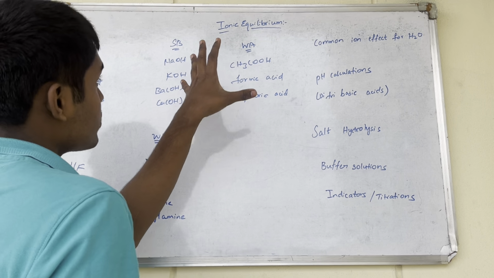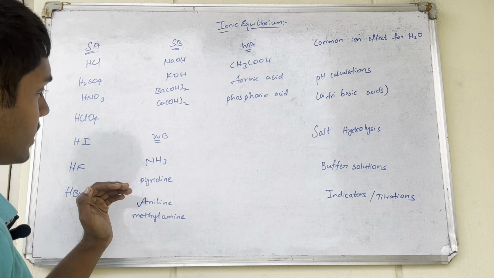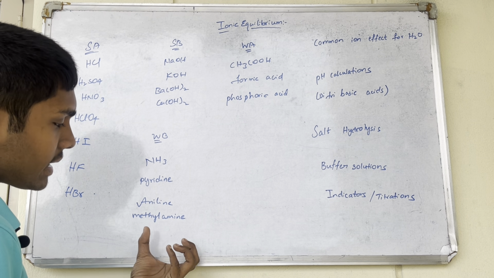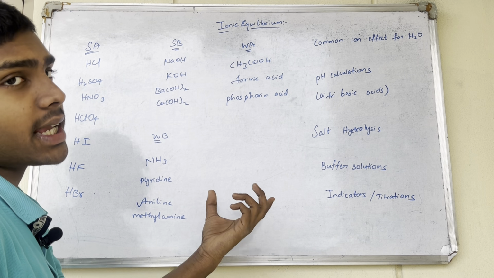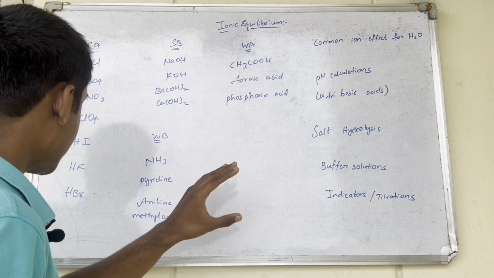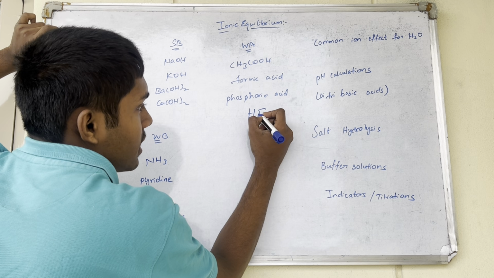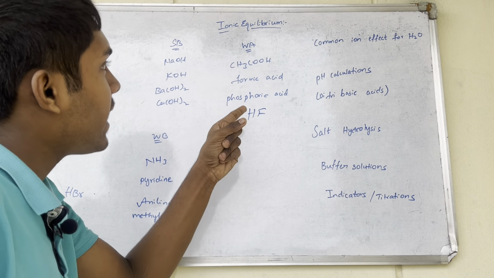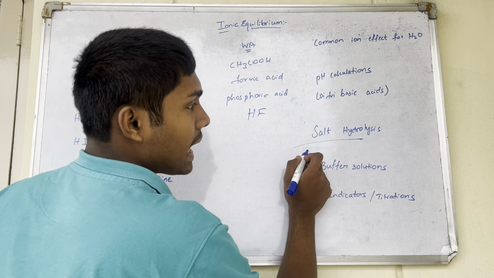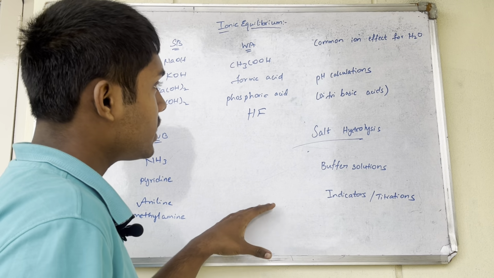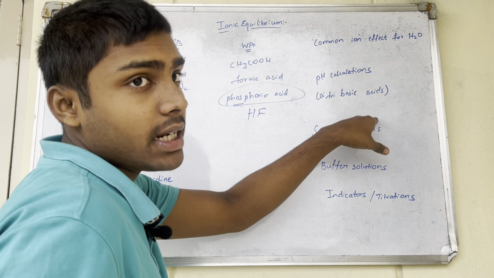So guys, this is a list of strong bases, weak bases and weak acids. Weak bases are NH3, pyridine, aniline, methylamine. Weak acids are CH3COOH, formic acid and phosphoric acid. But remember, HF is not a strong acid, it's a weak acid. This is one of the most important points. HF is a weak acid. Okay, you have to remember this because it is also useful for salt hydrolysis and also for buffer solution. Especially this phosphoric acid, and pH calculations for dibasic acid.